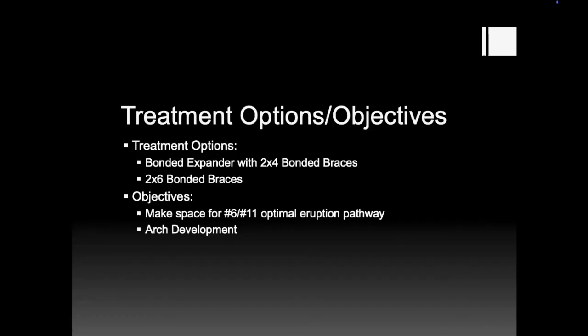Again, not a training orthodontist, also not an orthodontist, but you could justify a bonded expander. As far as how much expansion, I leave it up to the orthodontist to tell me how much expansion is needed. I think 2x4 bonded braces would be nice because you could do arch development with an arch wire. That's just my take on it. And 2x6 bonded braces if we had more permanent teeth developed. The objective is definitely to make space for the 6 and 11 for optimal eruption pathway and arch development.